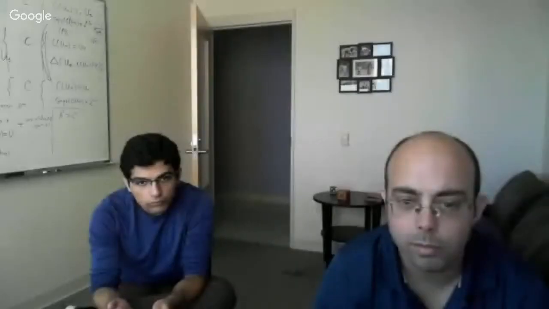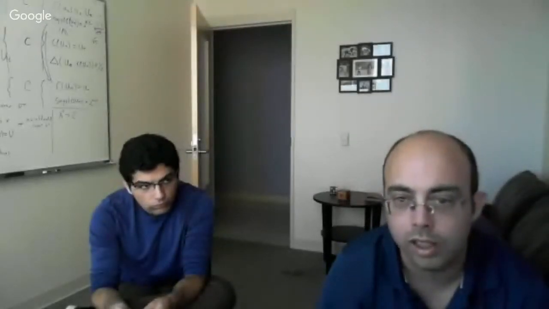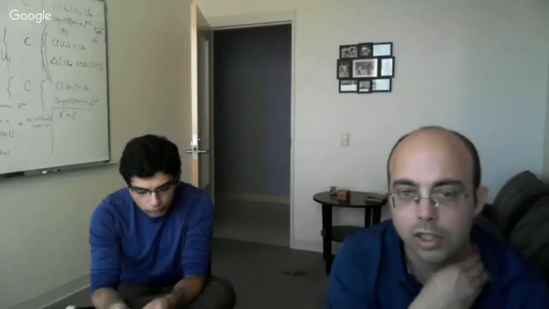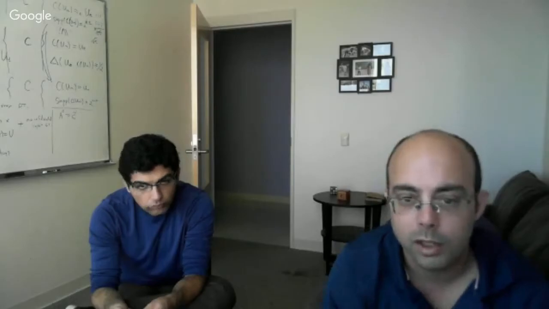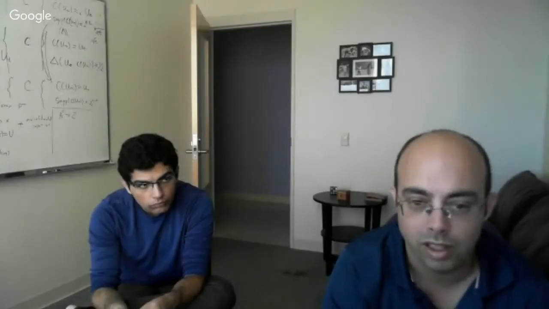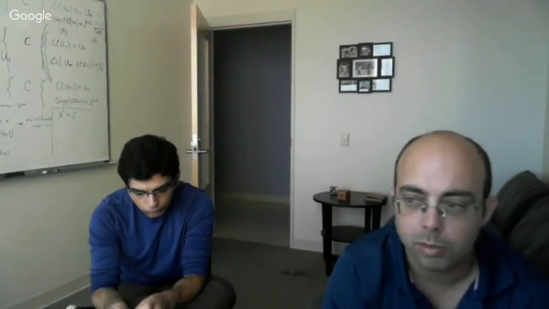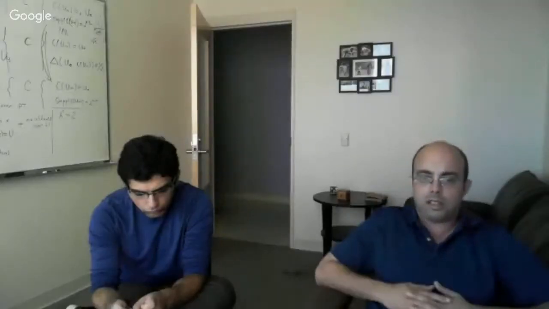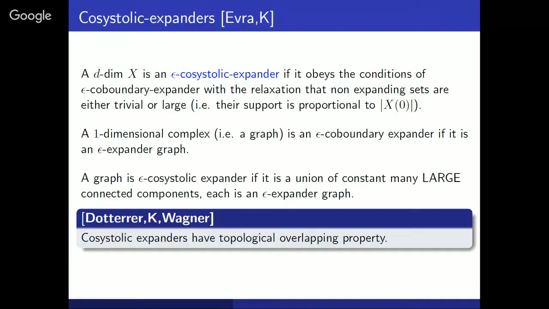Okay. I guess an even weaker property would be that your complex contains just one large expanding component, and cosystolic asks for more, right? Exactly. If your graph just contains a combinatorial expander, it's still going to have the topological overlapping property. But cosystolic requires arguing that everything is large. But you're right, one could define something in between.